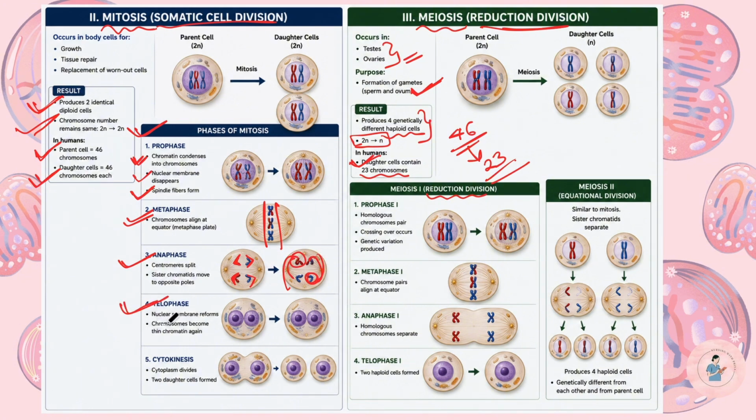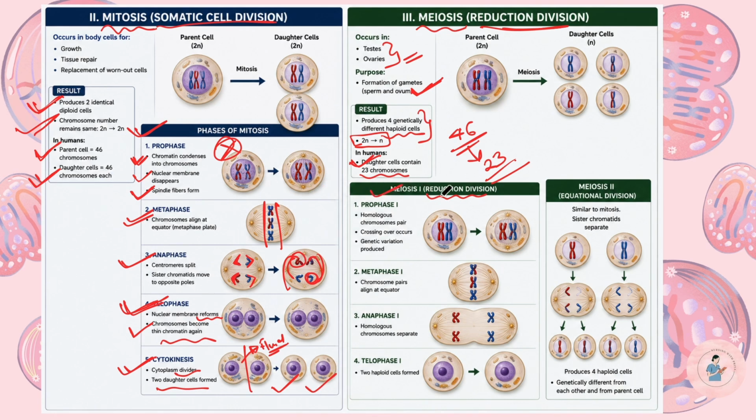In telophase, nuclear membrane reforms. Here we saw that the nuclear membrane was disappearing, but in telophase the nuclear membrane reforms and the chromosomes become thin chromatin again. In the cytokinesis, the cytoplasm divides and the two daughter cells are formed. We have seen that cytoplasm is nothing but the fluid inside the cell. The cytoplasm divides and the two daughter cells are formed.